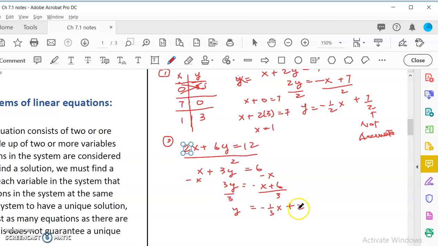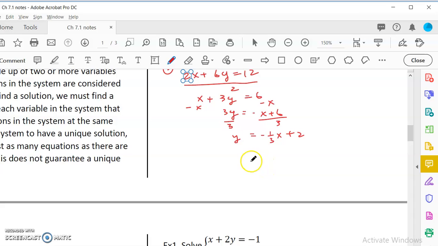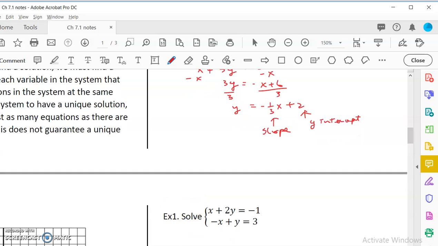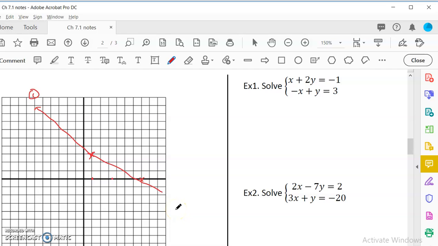So I would just use this instead of building a table. So it really depends on the case. So y-intercept is 2. Slope is negative 1/3. If not, you build table values, but you want to build table values where you have whole numbers. So 2, then down 1, run 3. Right? Down 1, 3.